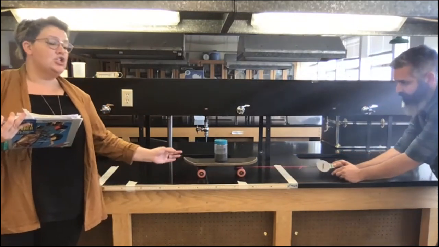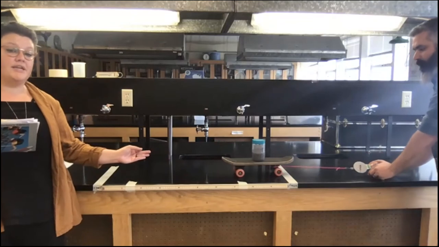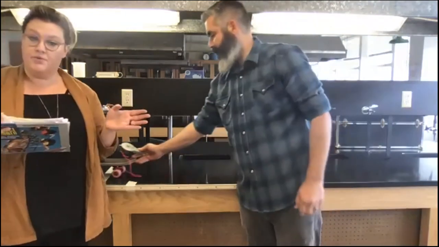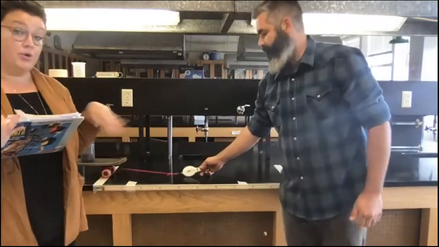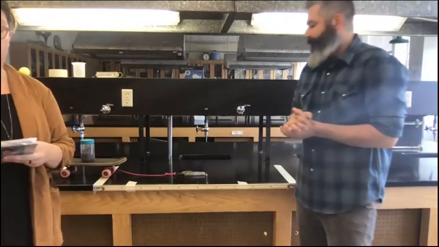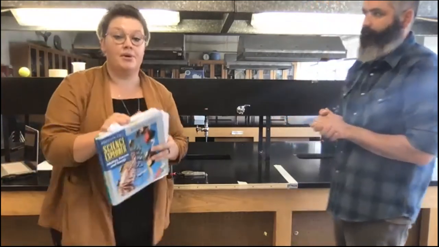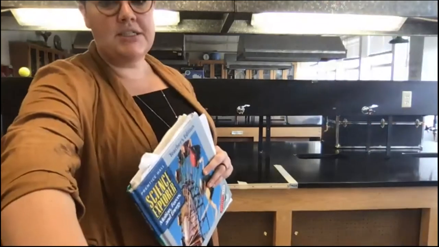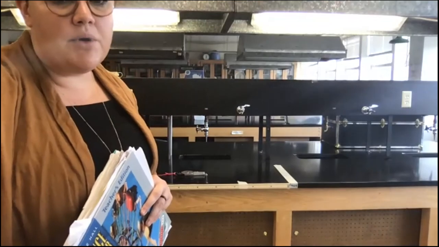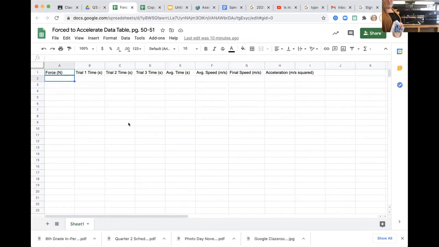So this is just enough force to get it moving and keep it moving: 1.5 newtons. We've tested it multiple times before we started, and we both came up with that same answer. So what we're going to do now is reference your data table. Really quick, I'm going to pull it up and show you what that looks like. You guys should already have it pulled up, but I'm going to also show it right here.